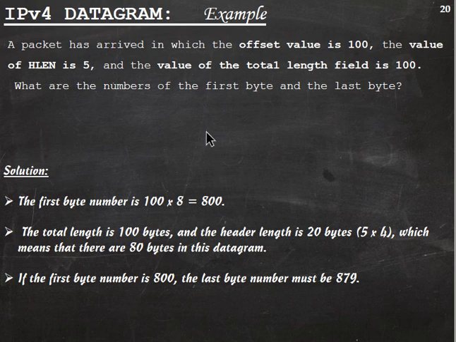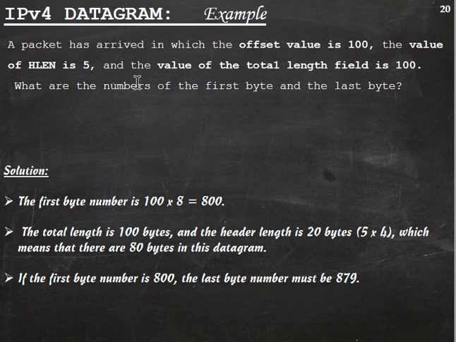Let us calculate the first byte first. The given offset value is 100. We know we have to multiply it by 8 in order to get the first byte number. So 100 multiplied by 8 will give 800. So the first byte number is 800.